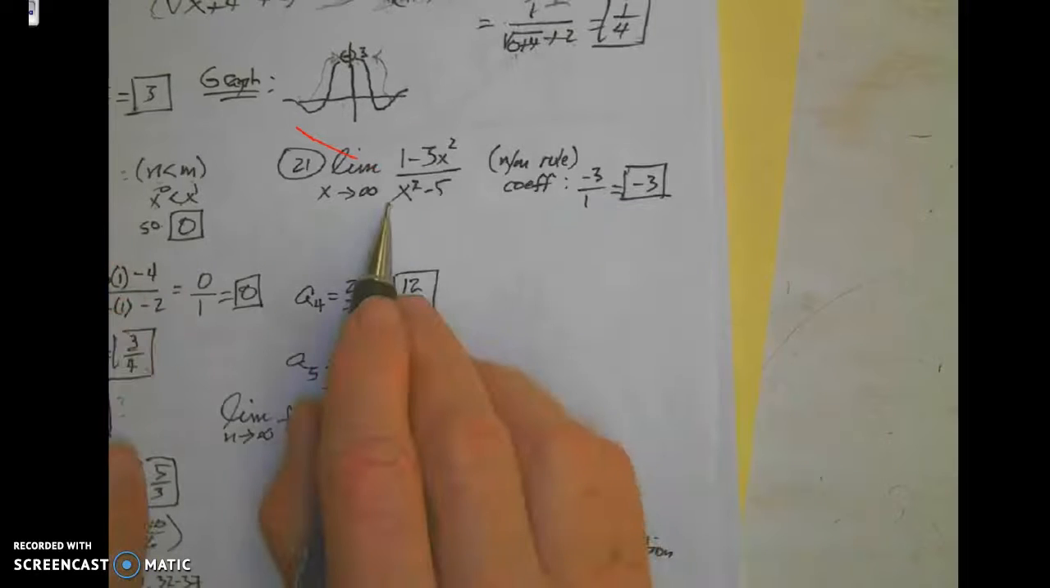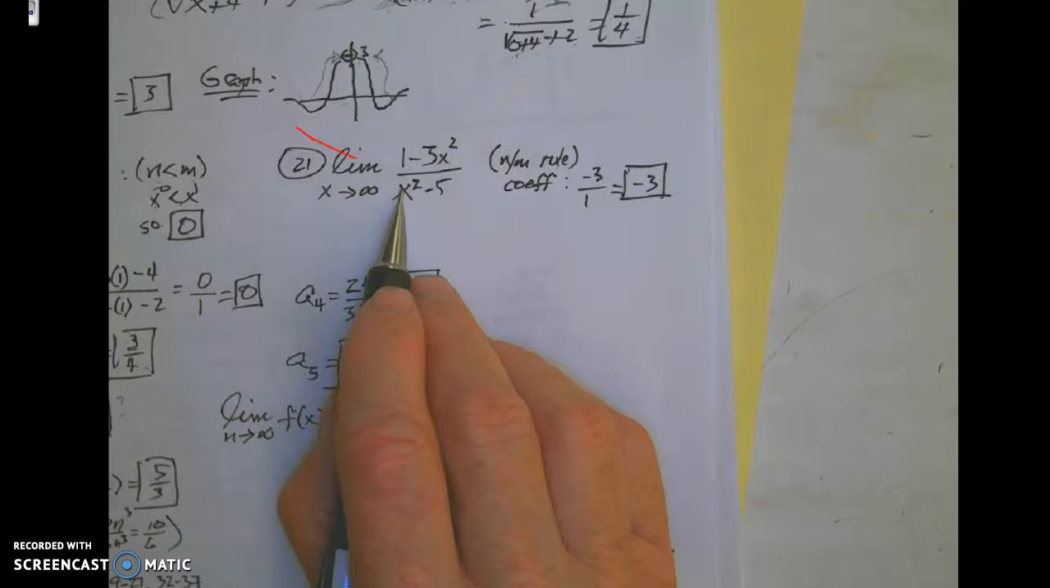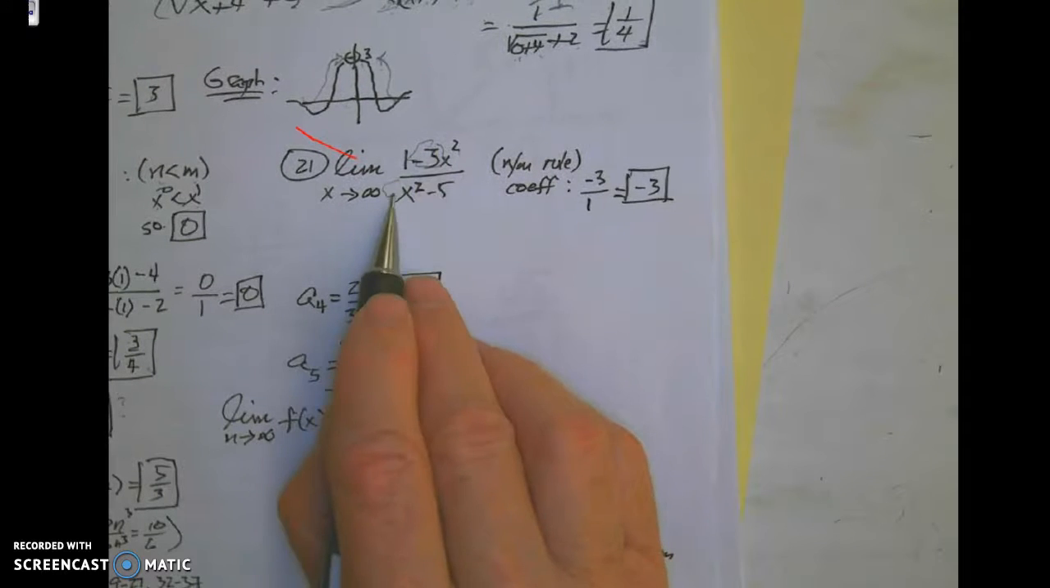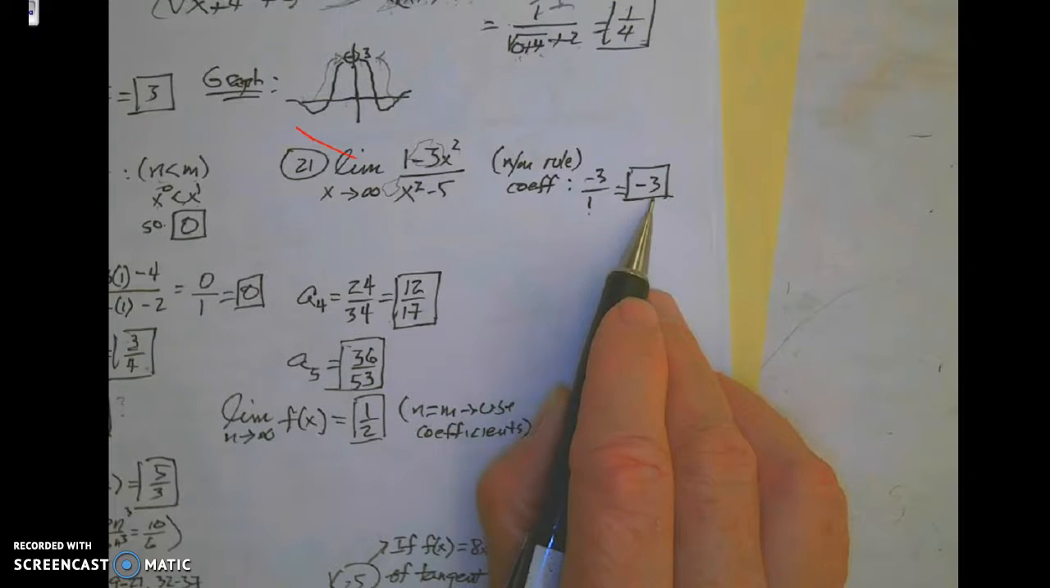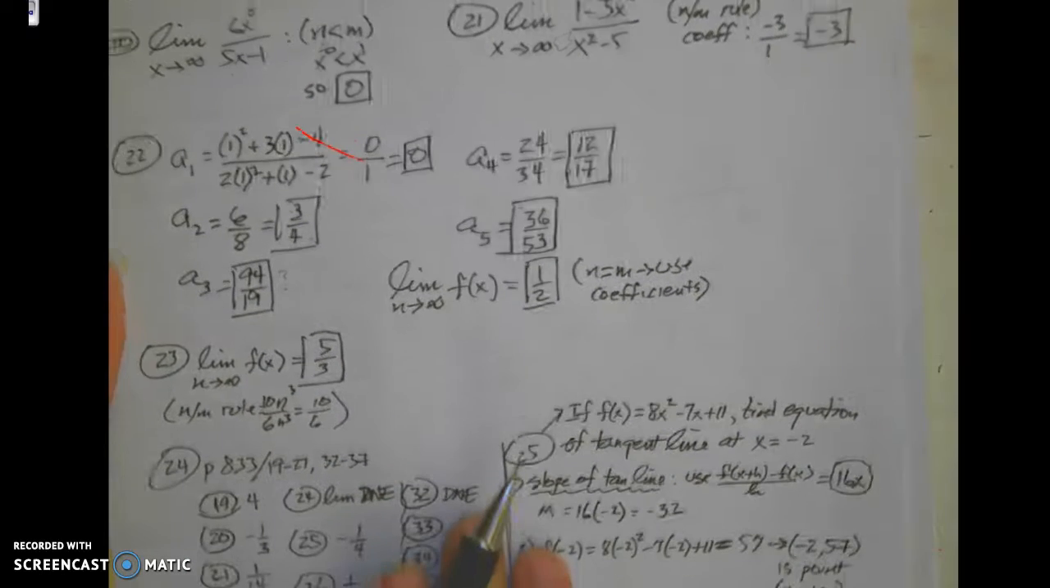On 21, if you look here and look here, I've got the same values for n and m. And because they're the same, I'm going to use negative 3, and I'm going to use an invisible 1. And so it's negative 3 over 1, which is just negative 3 as my limit. And the rest of the problem should be fairly straightforward.